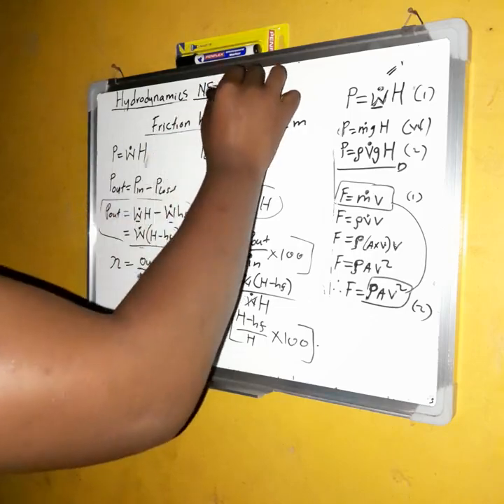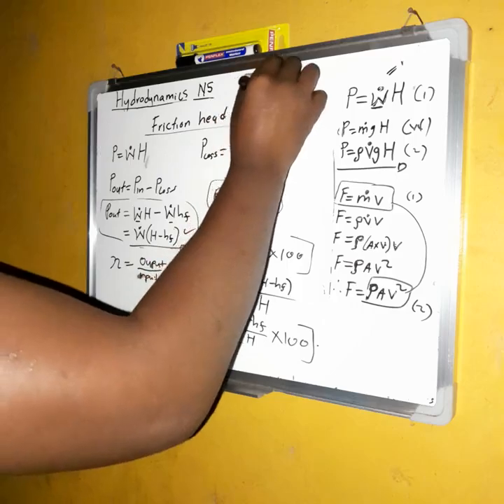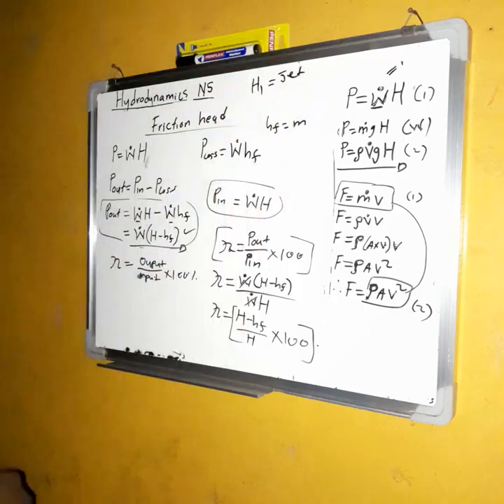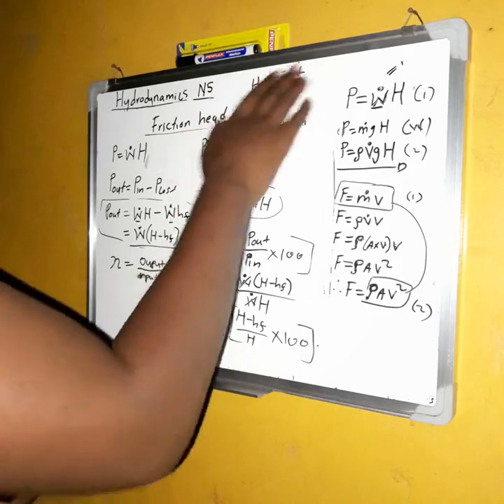See, simple. H can be H1 or H2, depending on the question and what it wants. H1 is for jets. It's up to you how you apply this. Remember, it can be H at the jet or H.